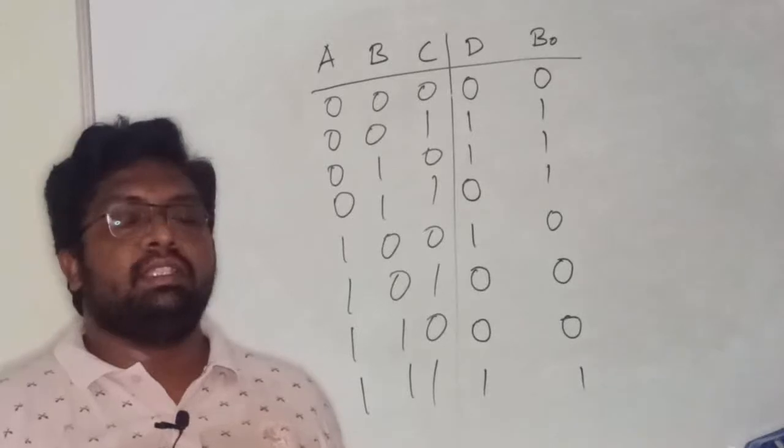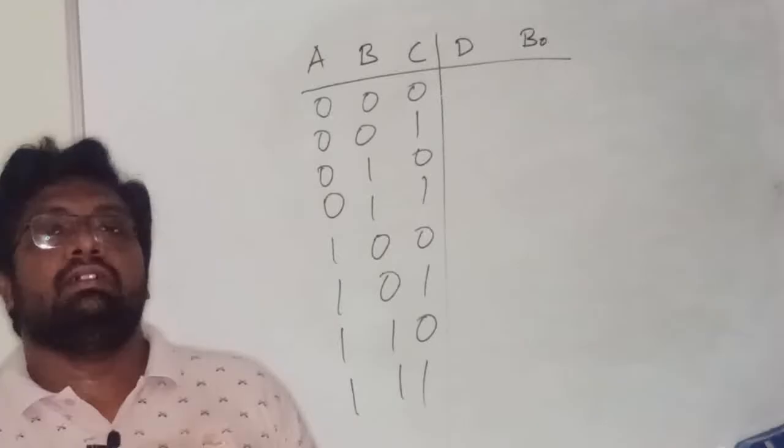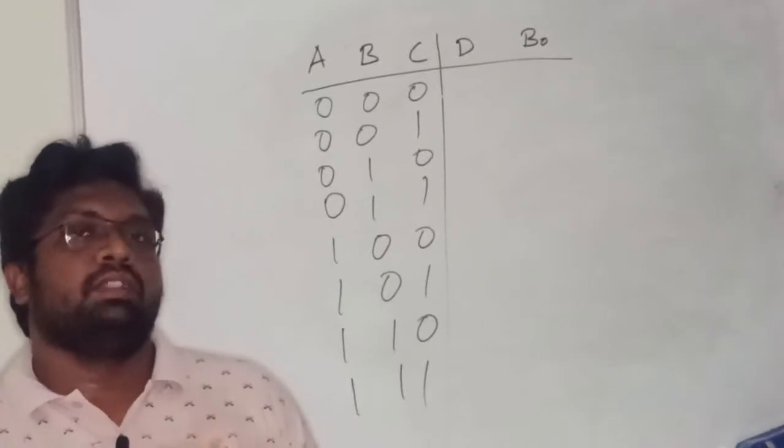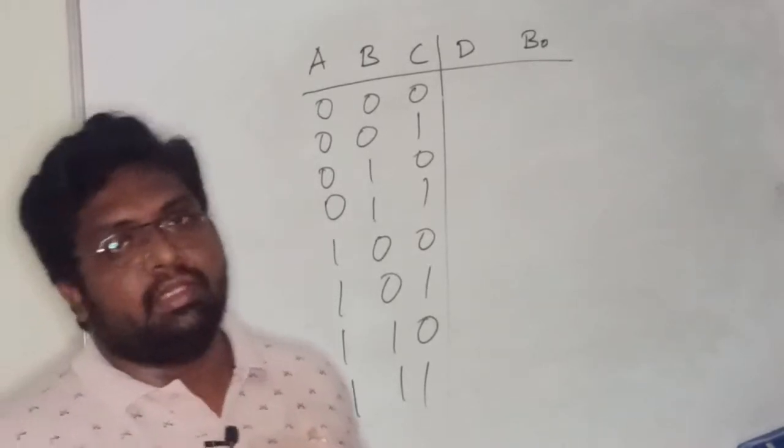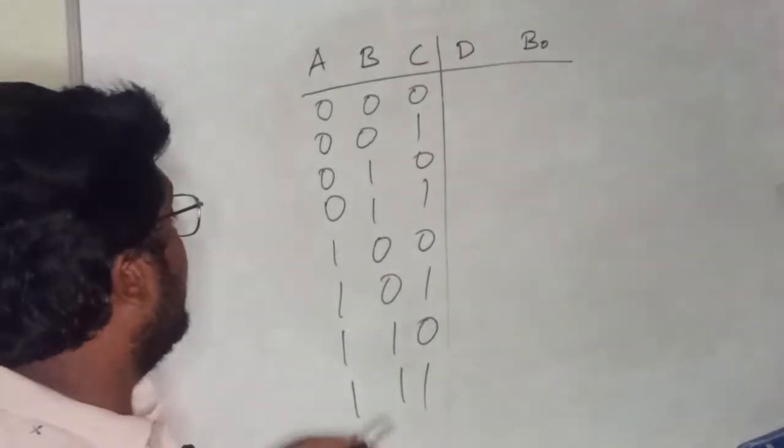By using this truth table, let us see. It is having 3 inputs, so we will be having 8 possibilities. The 8 possibilities will be like this.